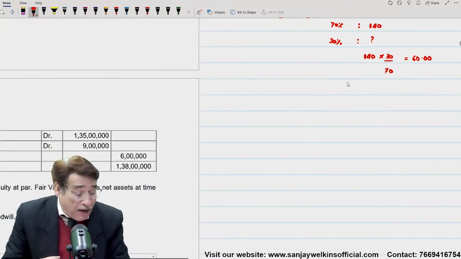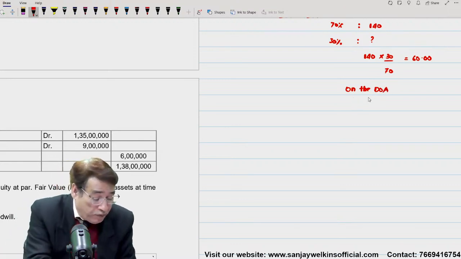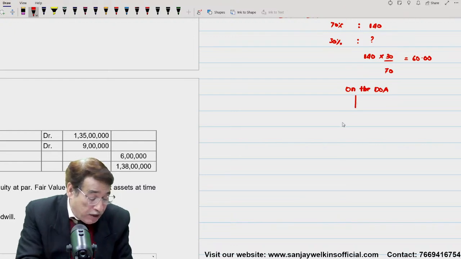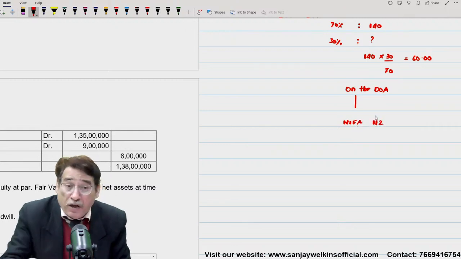Now suppose I am going to ask you, on the date of acquisition, what is the NIFA? Net identifiable asset. The net identifiable asset of the acquiring company on the date of acquisition we have already seen is equal to 112.